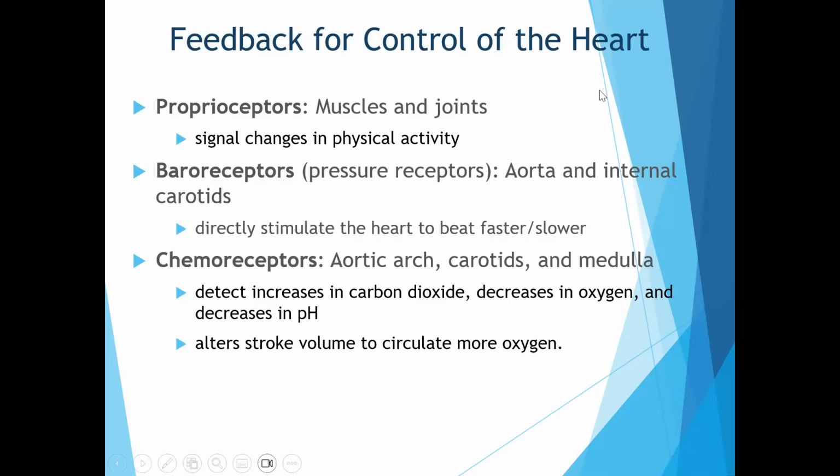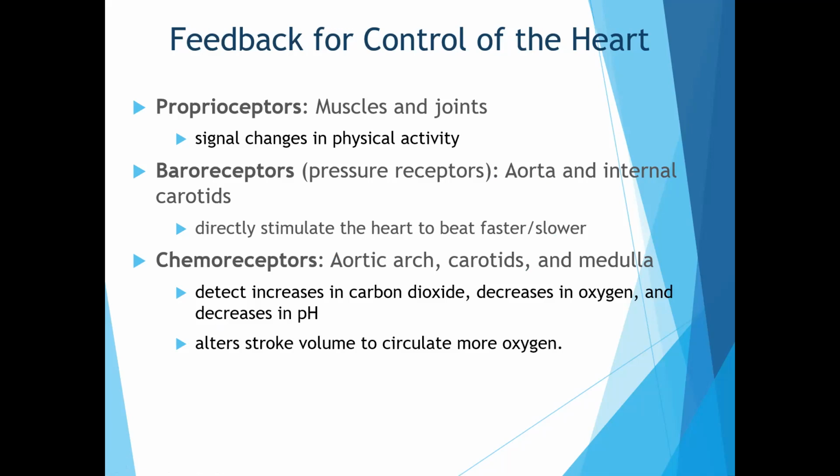Some other feedback helps the medulla decide what to do in terms of heart control. We have proprioceptors in our muscles and joints, and that usually can trigger if we're changing physical activity or if we're working a little bit harder. We have baroreceptors, which are pressure receptors. Those sit in our aorta as well as our internal carotids. Your carotid arteries run up in your neck. Based on the pressure readings we're getting, if we have high blood pressure, low blood pressure, or right where we want it, that can stimulate the heart to beat faster or slower.